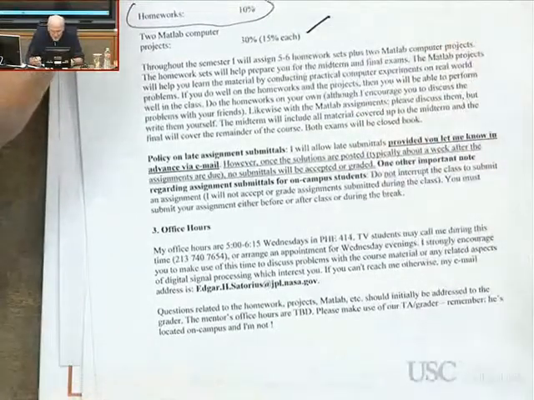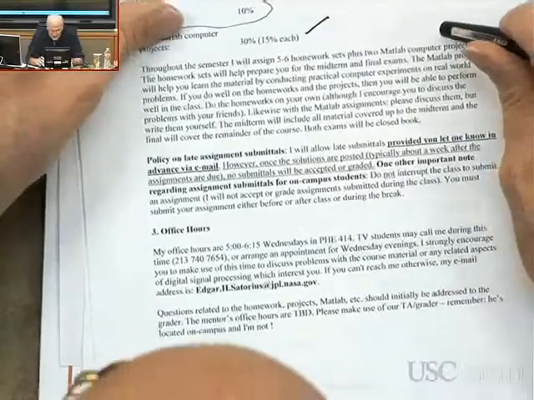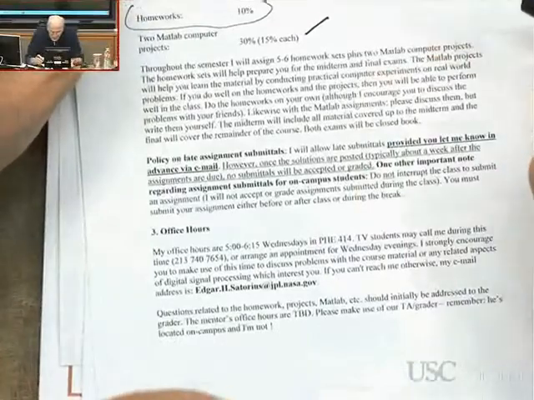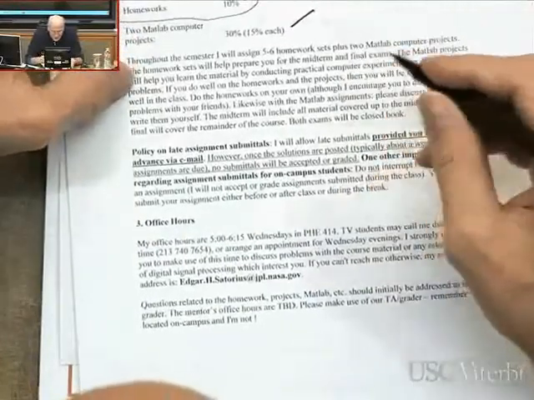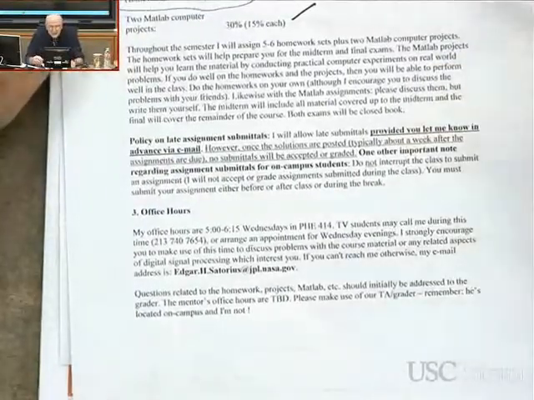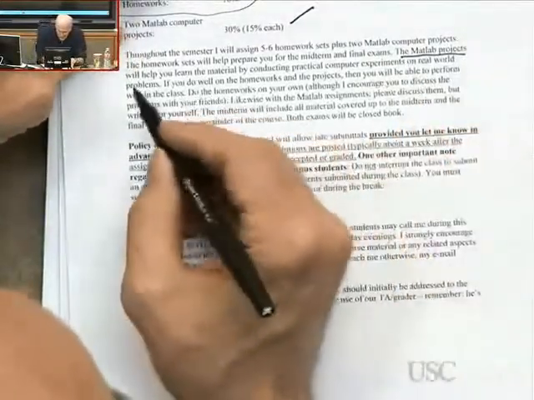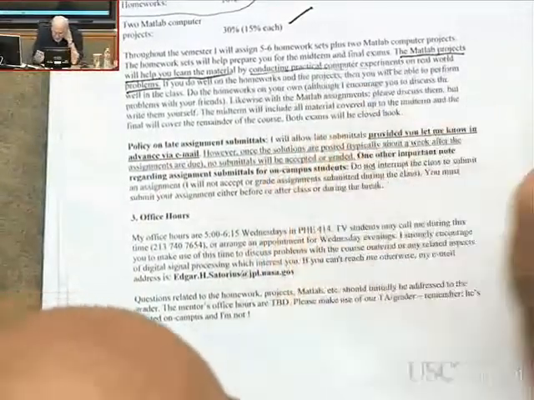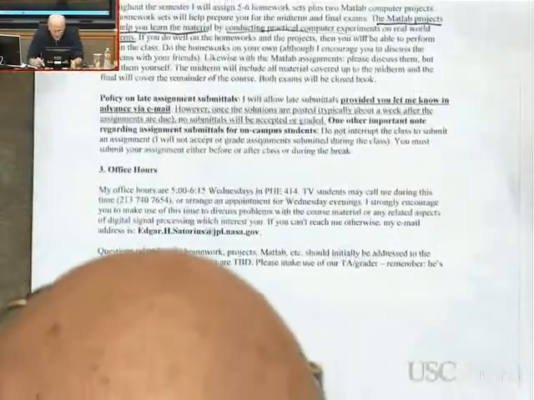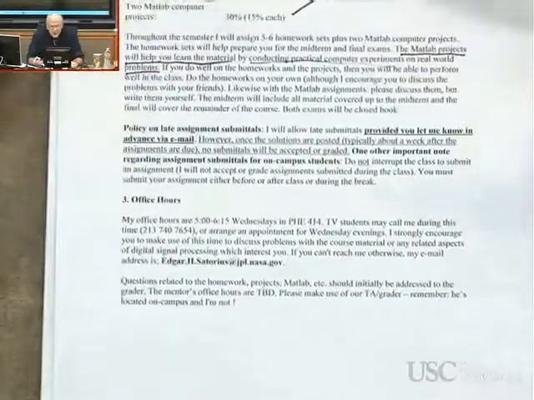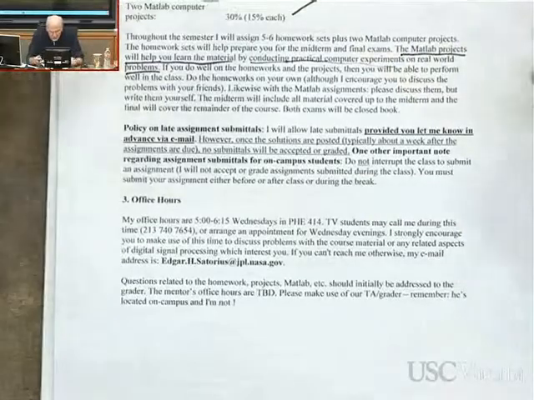And 2 MATLAB computer projects. The homework sets will help prepare you for the midterm and final exams. The MATLAB projects will help you learn the material by conducting practical computer experiments on real-world problems. So I stress that. Both of those are very important. You might say, well, homework's only 10%. Let's say I don't even turn in one. That's only 2% of my grade. Well, obviously that's your option, but I encourage you to do the homeworks because they will help you prepare for the exams.